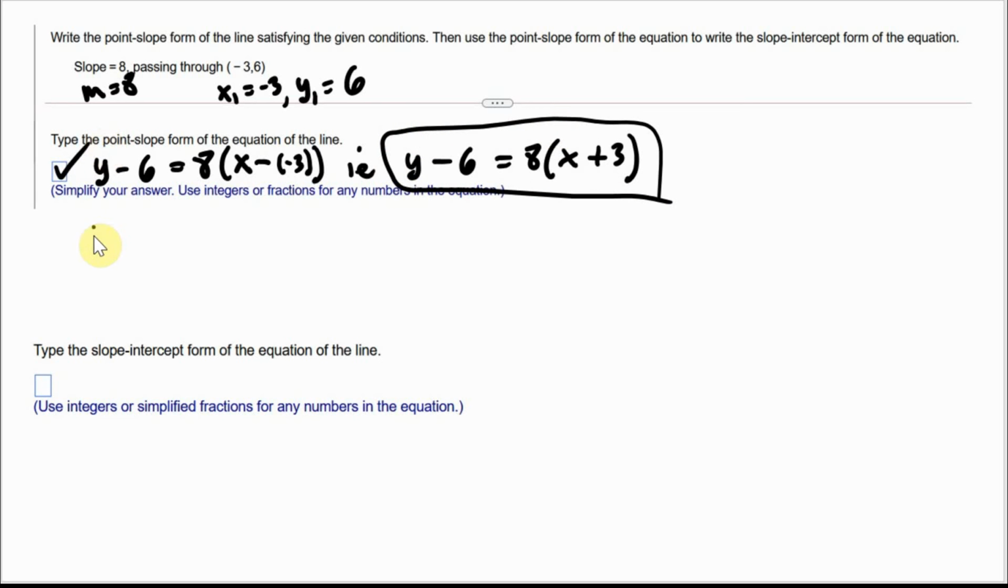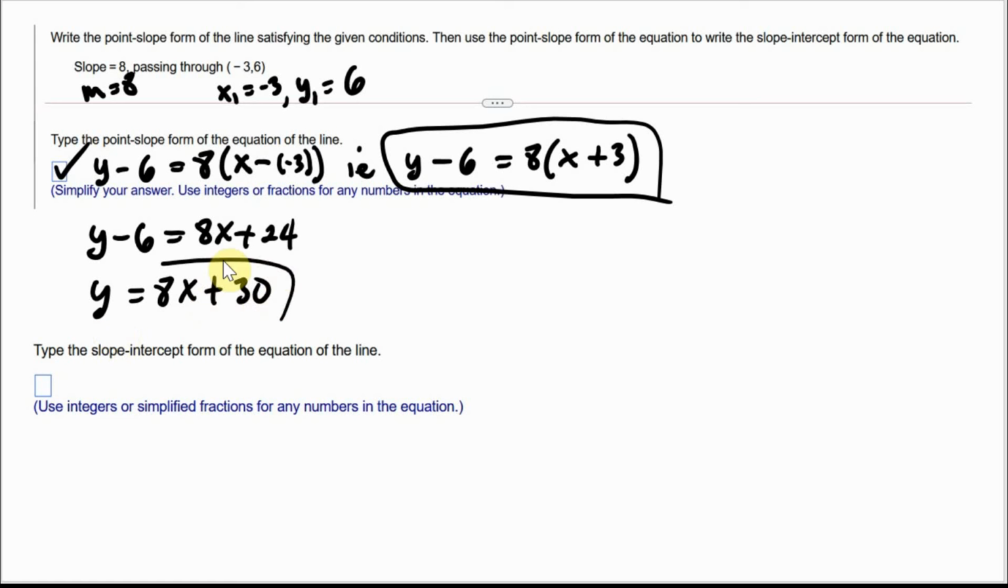And then we simplify that. So this is y minus 6. To write this in that next part, because the problem is 2 parts. So this is y minus 6 is equal to 8x plus 24. And then we're going to add 6 on both sides. So we get y is equal to 8x plus 30. And that's what you want here for the second part. Okay. Is everybody happy with that? Is that all right? Okay.